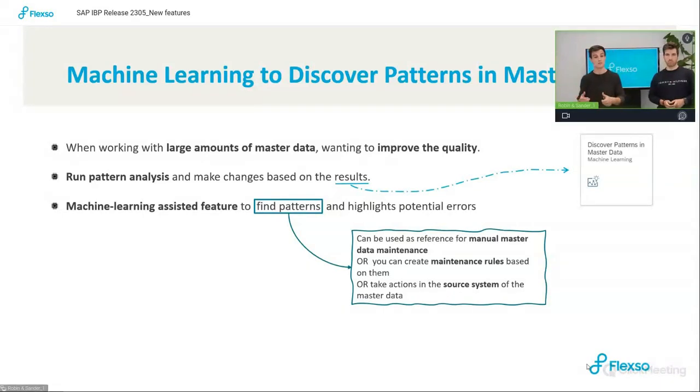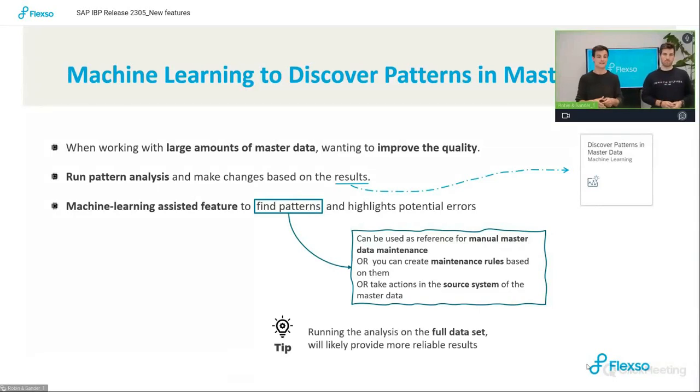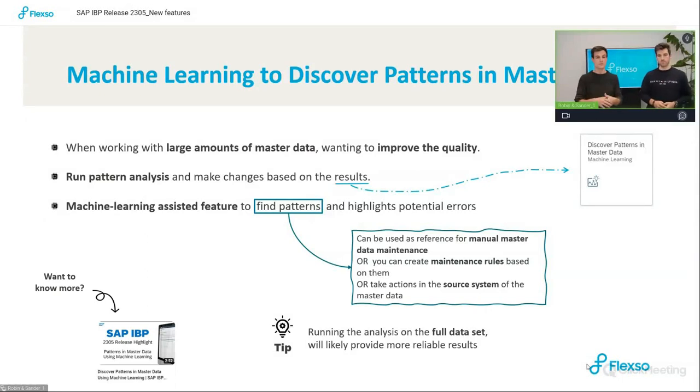For example, you could do a manual master data change, or maybe a better solution is to automate your master data via managing master data rules. An important note here is the fact that this feature or this job is a machine learning assisted feature, meaning that it is recommended to run the analysis on a full data set, as it will yield better, more reliable results than running it on a small subset, because it has to learn the pattern, of course. If you want more information on this new feature, SAP provides a very clear demo on it, and the video is linked in our presentation.